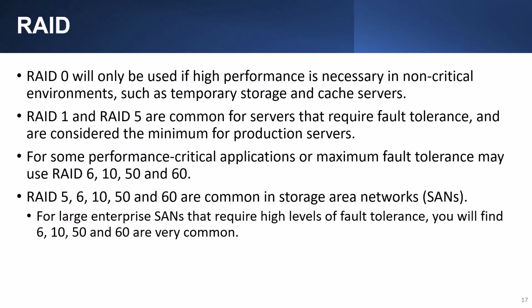RAID 0 will only be used if high performance is necessary in non-critical environments such as temporary storage and cache servers. RAID 1 and 5 are common for servers that require fault tolerance and are considered the minimum for production servers. Some performance-critical applications or those needing maximum fault tolerance may use RAID 6, 10, 50, and 60. RAID 5, 6, 10, 50, and 60 are common in storage area networks, or SANs. For large enterprise SANs that require high levels of fault tolerance, you will find 6, 10, 50, and 60 are very common.